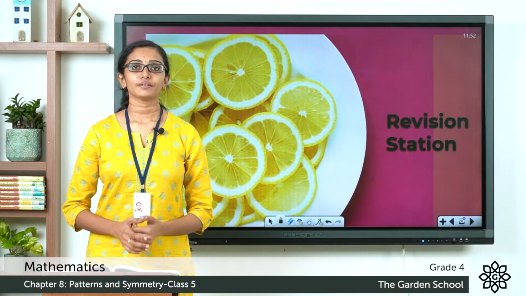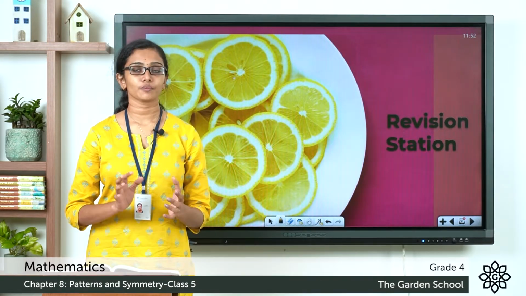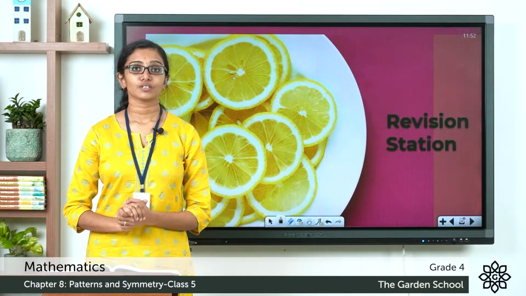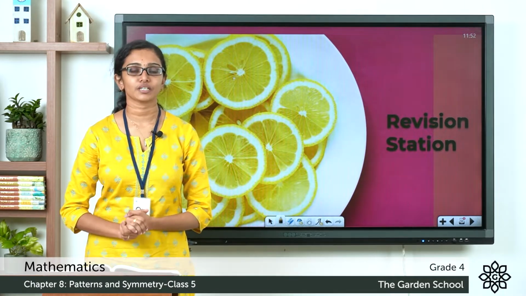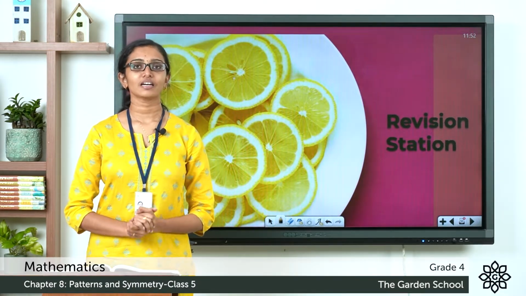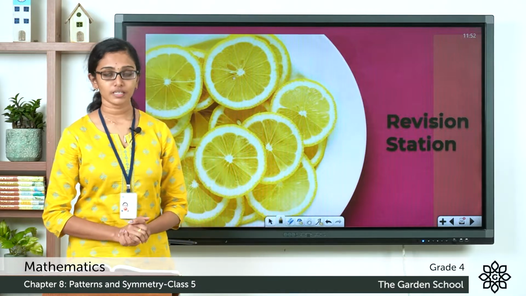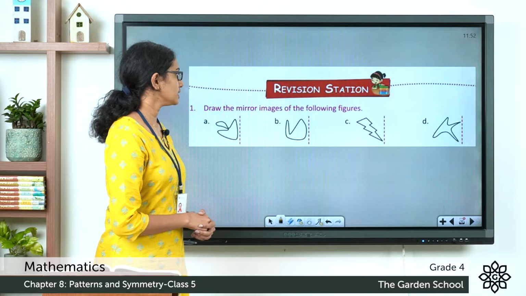We have been learning about patterns and symmetry. I hope you all are thorough with all the topics that we learned in this chapter. Today, we'll revise the concepts and we'll see the questions from the revision station, which is given on page number 123 of your textbook. Now, all of you please turn to that page 123. Let's see the first question.